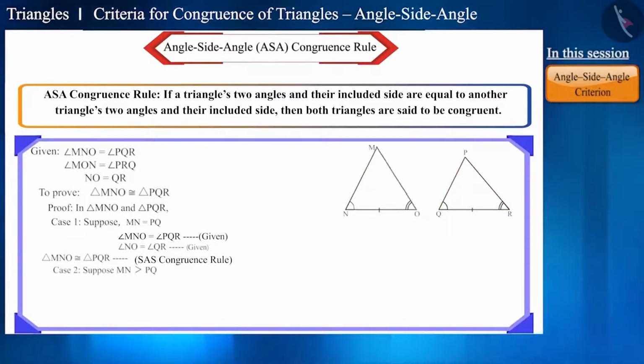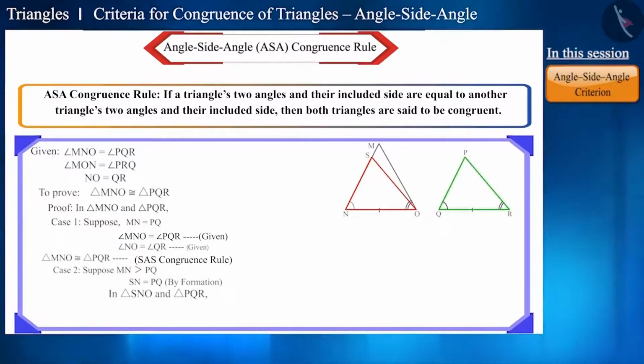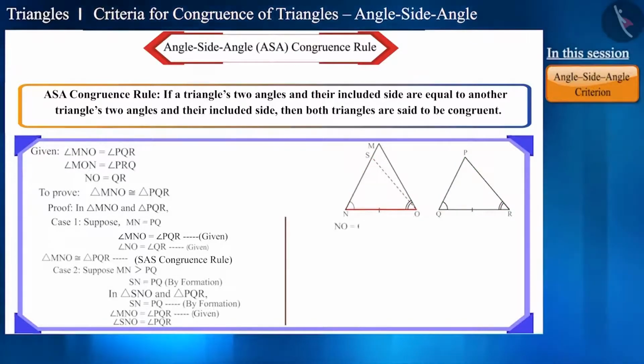But if side MN is greater than side PQ, then we can take point S on side MN such that side SN is equal to side PQ. Now, in triangle SNO and triangle PQR, we created two equal sides SN and PQ. And we are given that angle MNO is equal to angle PQR. That is, angle SNO and angle PQR will be equal and side NO is equal to side QR. Therefore, according to the SAS congruence rule, we can say that these triangles are congruent.